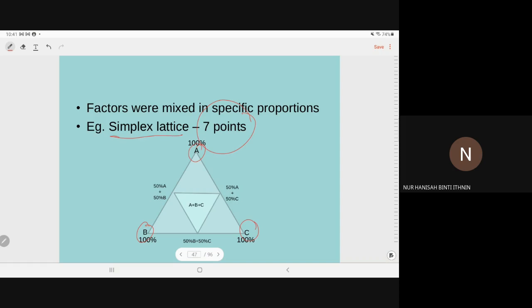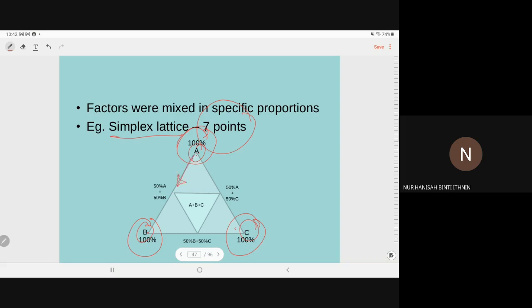If you look at the experimental space, we have this triangle. You have A, B, and also C, where at point A it is 100% A, at point B it is 100% B, and at point C it is 100% C. When we move from point A to point B, any other point on the diagram is a mixture.